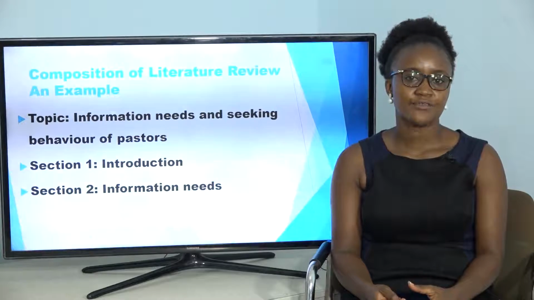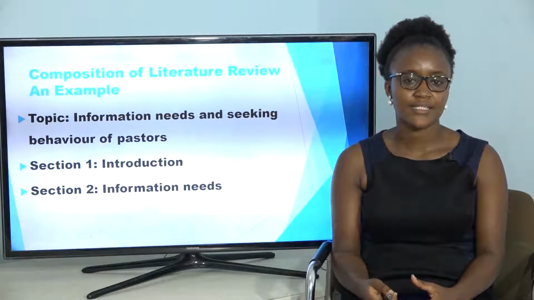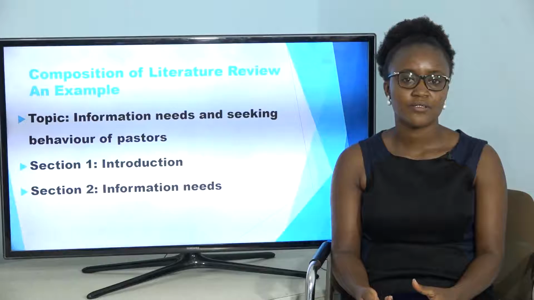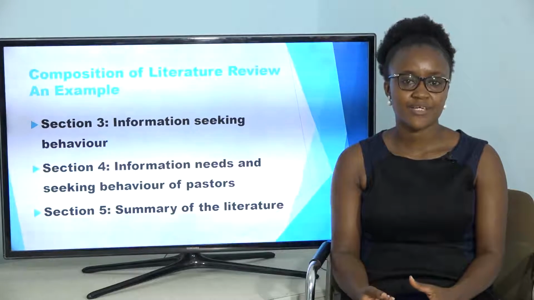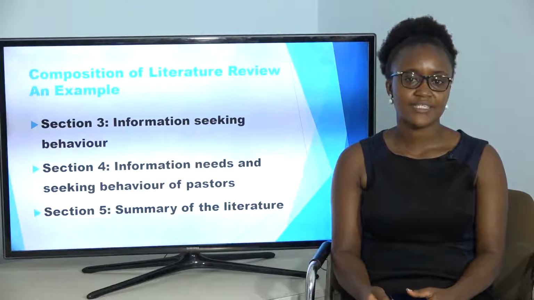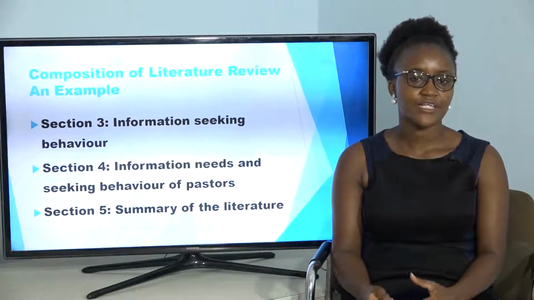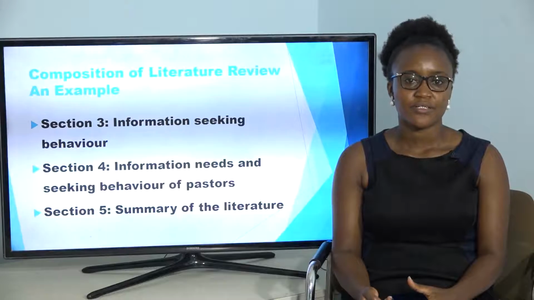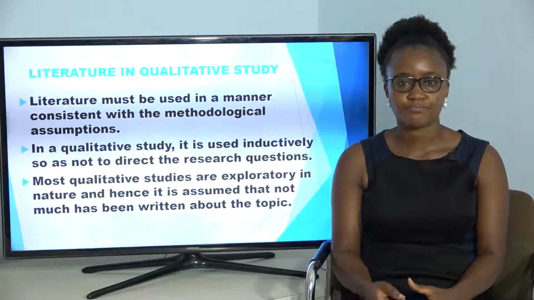Section 1 would have an introduction which will give a brief outline of what to look at in that literature review. Then we have section 2, which is looking at information needs, which is one variable. Then we have information seeking behavior, which is another variable. Then in section 4, we have information needs and seeking behavior of pastors. Then section 5, we have the summary of the literature. So that is an example of the composition of a literature review.